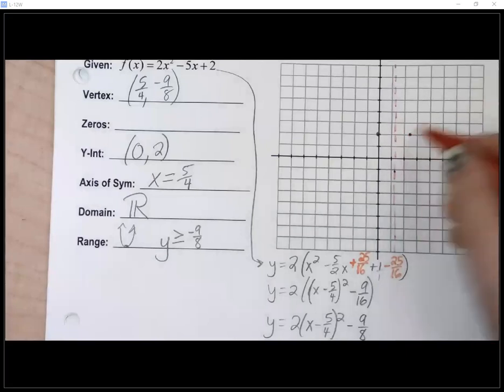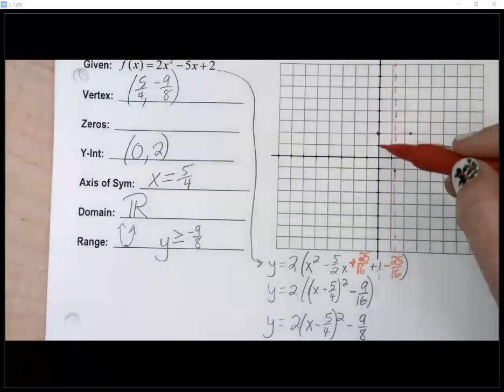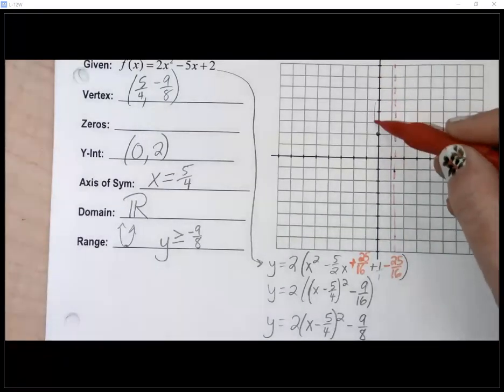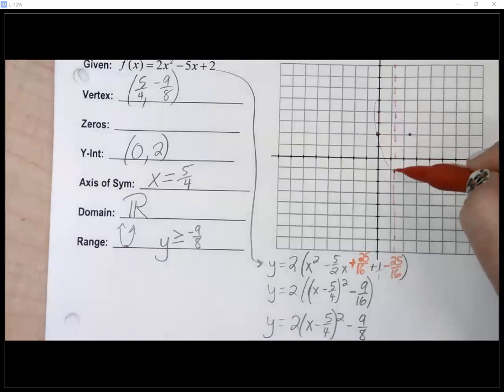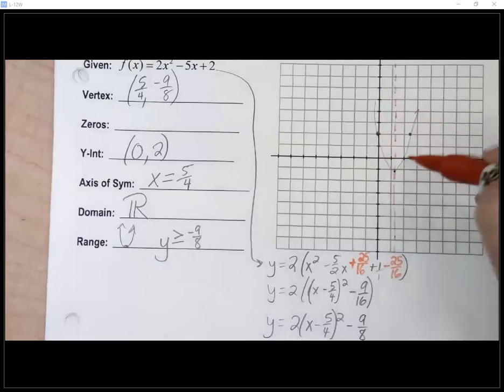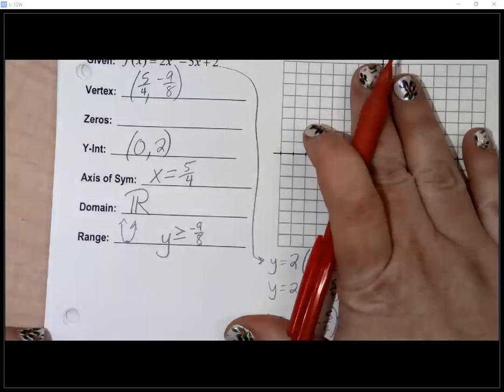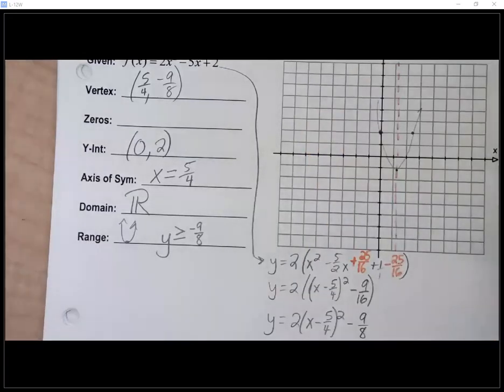Now, the only thing I have left to do is to find the zeros. I can estimate based on my graph. I know it's going to be somewhere in between 0 and 1. And this one looks like it's close to 2, but I don't know for sure. How would I find it algebraically, without just guessing on my graph? How do you find the zeros?